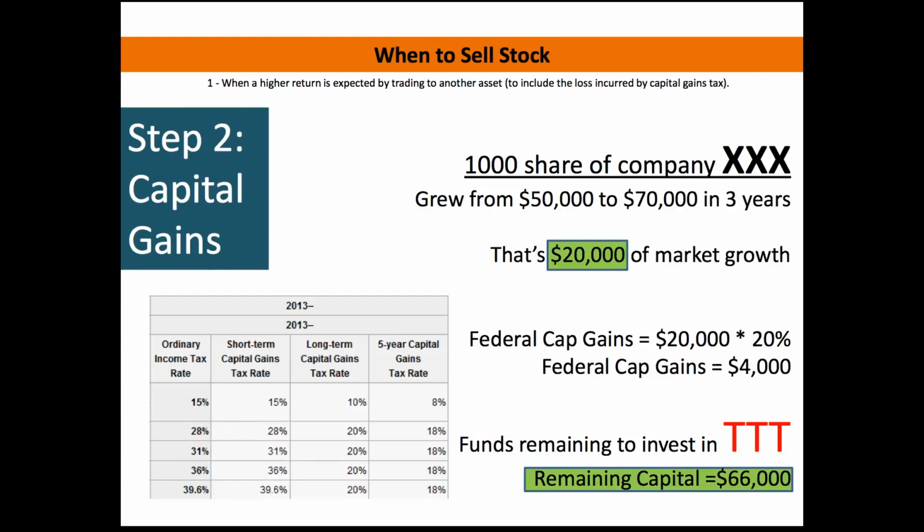So let's go on to step 2. In order to go to step 2, we have to be able to pull up what capital gains tax rate you're going to be in. So for this company XXX, we made a $20,000 gain on this company in a 3-year time frame.